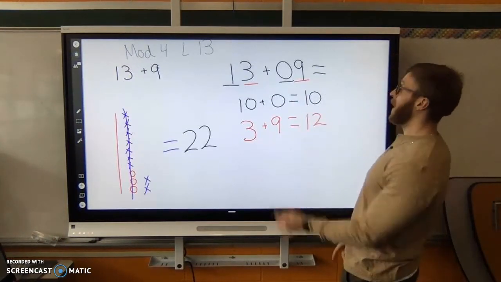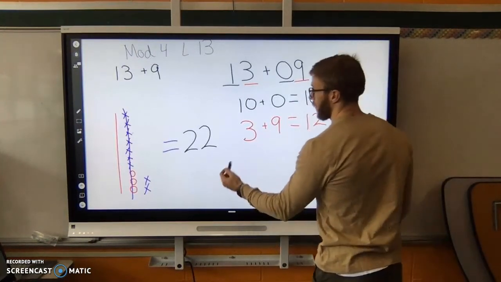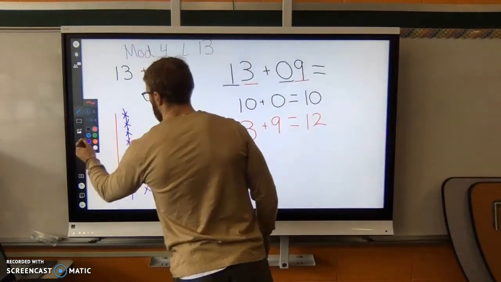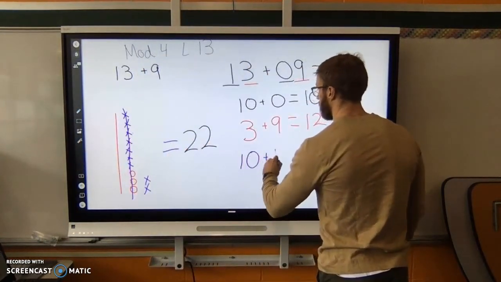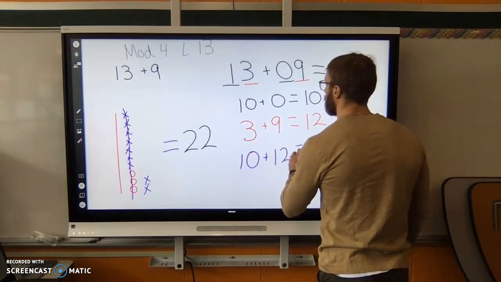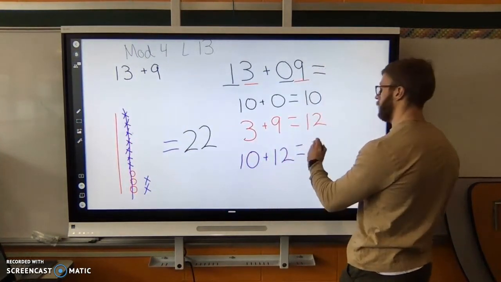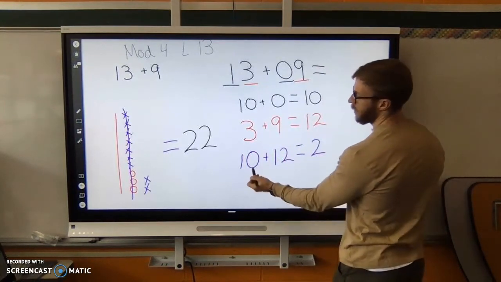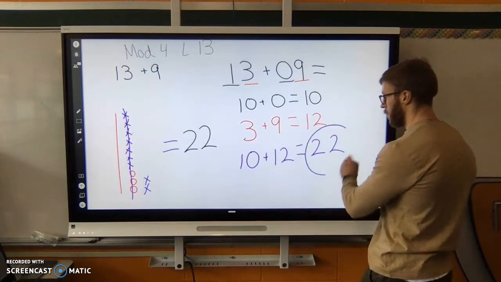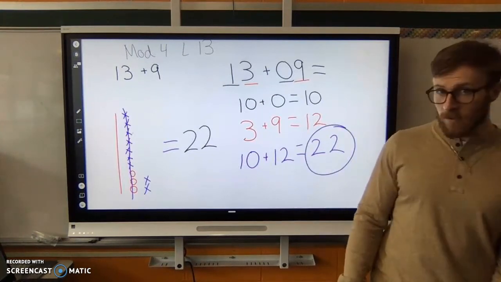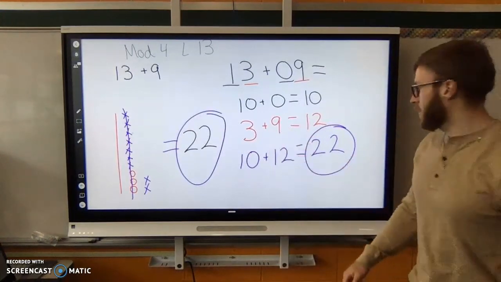But now I need to add together 10 and 12. So I'm going to go a different color. 10 plus 12 equals, well, I have 1 10 plus 1 10 is 2 10s. 0 1s plus 2 1s is 2. Did we get the same answer? Yes, we did. Nice job.